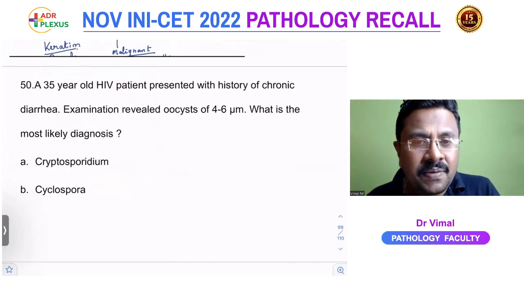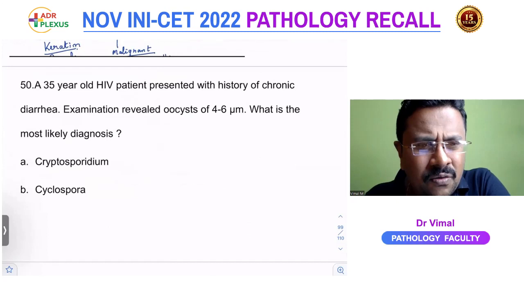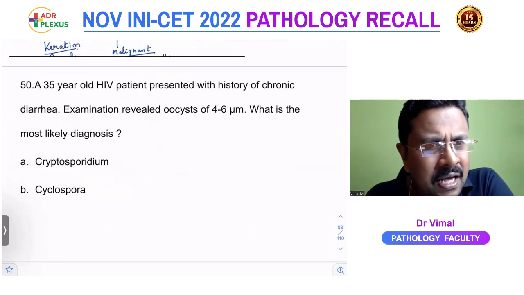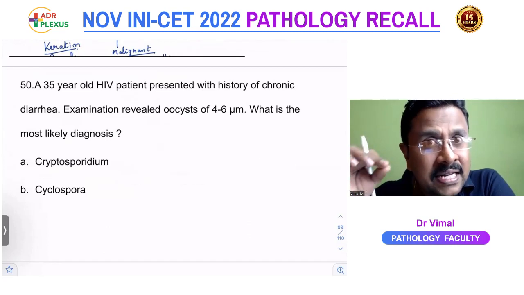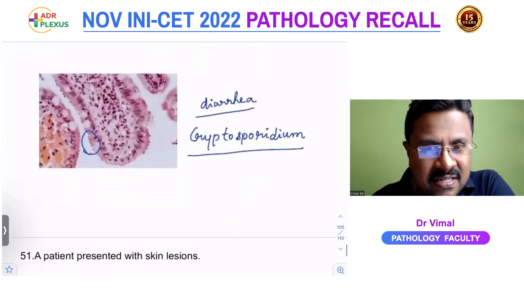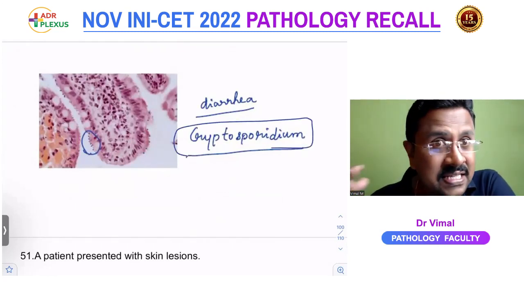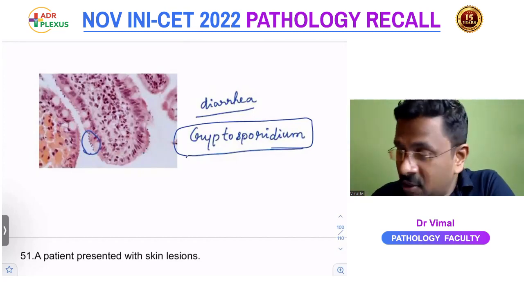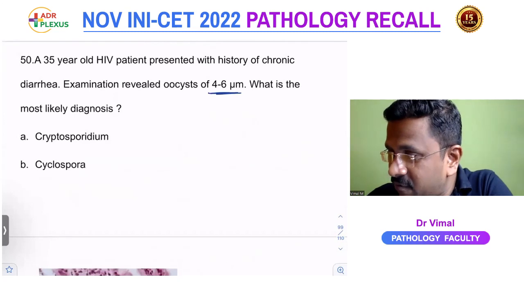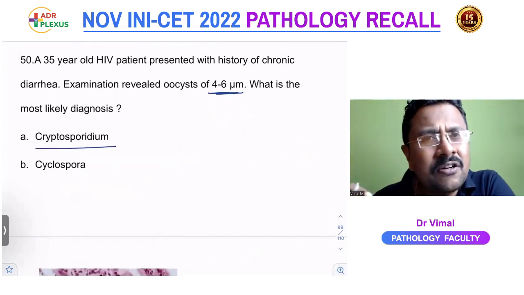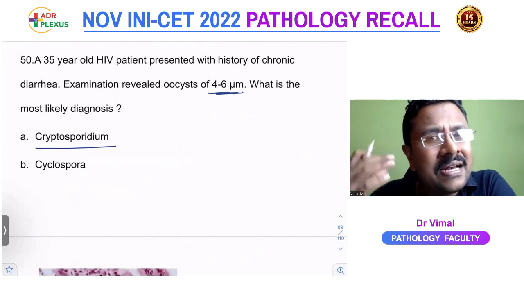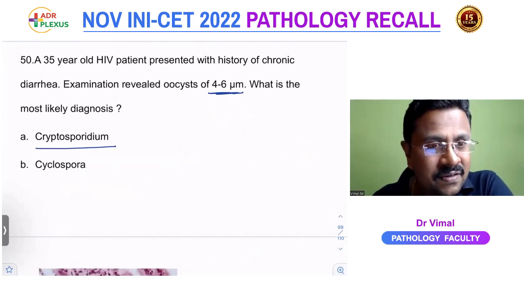A 35-year-old HIV patient presented with a history of chronic diarrhea. Examination revealed oocysts of 4 to 6 micrometers. They have given you a stool sample for making a diagnosis, and the oocyst is 4 to 6 micrometers. Though I have not touched the stool sample, if you remember during our discussion, we discussed the histopathological image of Cryptosporidium, which is the commonest cause of diarrhea in an AIDS patient. Here the cyst size is 4 to 6 micrometers, so it is Cryptosporidium, and the Cyclospora cyst will be a little larger than this. So here the answer will be Cryptosporidium.